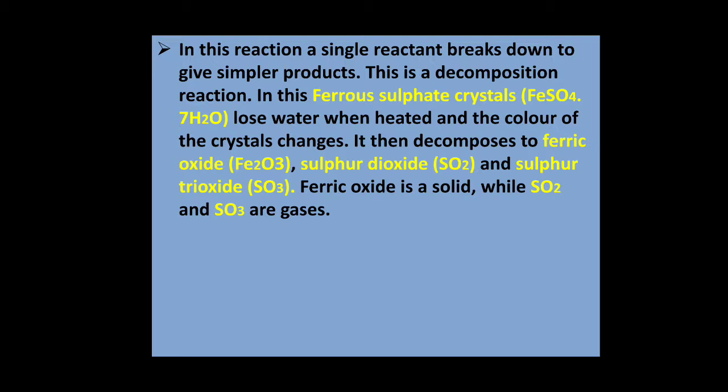This is the formula of ferrous sulfate, FeSO4.7H2O. So seven water molecules are there. They are lost when heated and the color of the crystal changes. It then decomposes to ferric oxide, sulfur dioxide and sulfur trioxide. Ferric oxide is a solid while sulfur dioxide and sulfur trioxide are gases.